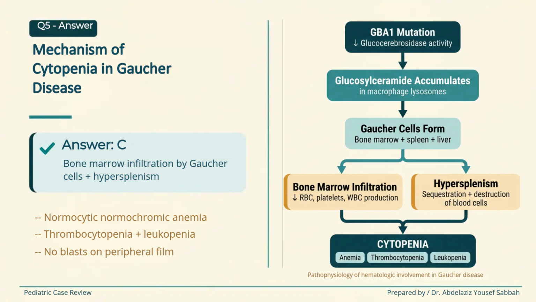The correct answer is option C, bone marrow infiltration combined with hypersplenism. There are two mechanisms working together. First, Gaucher cells infiltrate the bone marrow and crowd out normal blood cell production, reducing the output of red cells, platelets, and white cells. Second, the enlarged spleen sequesters and destroys circulating blood cells, which is the process of hypersplenism. The result is a normocytic, normochromic anemia, together with thrombocytopenia and leukopenia, and importantly, no blasts on the peripheral film. Normal nutritional studies and the absence of blasts make deficiency states and leukemia unlikely in this patient.